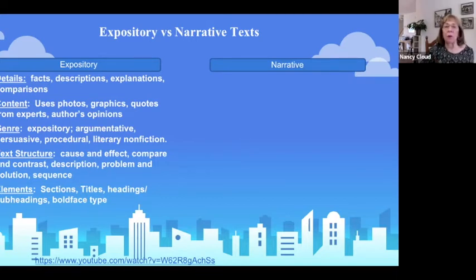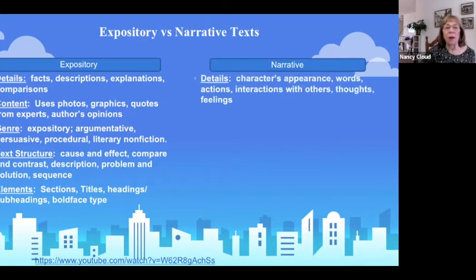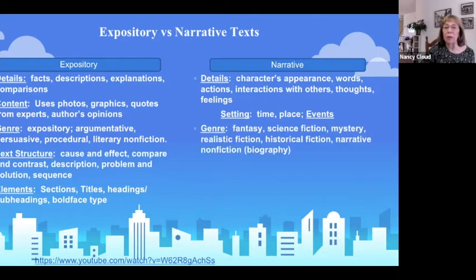And the elements that we see in expository text are sections, titles, headings, subheadings, italics, boldface type, captions, etc. Whereas in narrative text, the details are about the character's experience, the character's words, actions, interactions with others, the character's thoughts and feelings. Maybe if it's describing the setting, then we're seeing very explicitly the time and place that things transpire, the actual events that take place and details about those events.